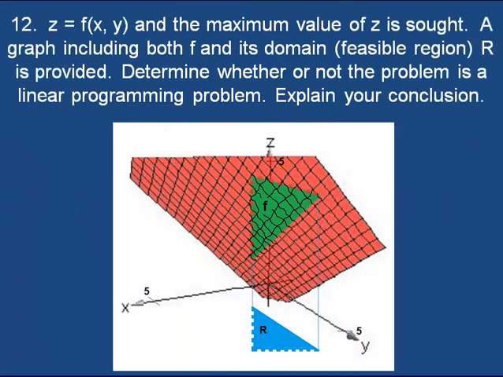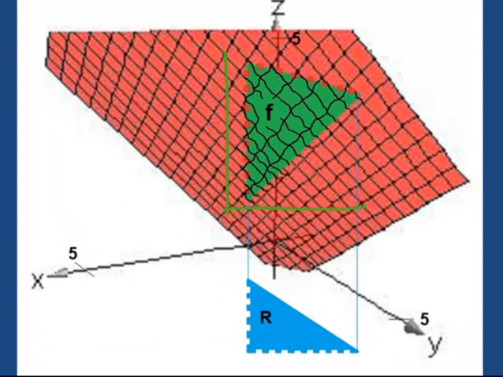Exercise 12. Z is a function of x and y, and the maximum value of z is sought. Okay, we've got an optimization question. A graph including both f and its domain, the feasible region, R, is provided. Determine whether or not the problem is a linear programming problem. Explain your conclusion. Okay, looking first at the graph of the function, f.